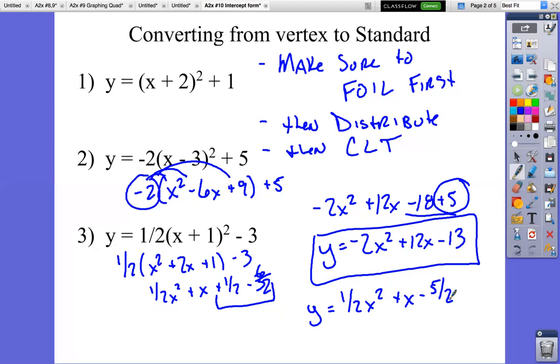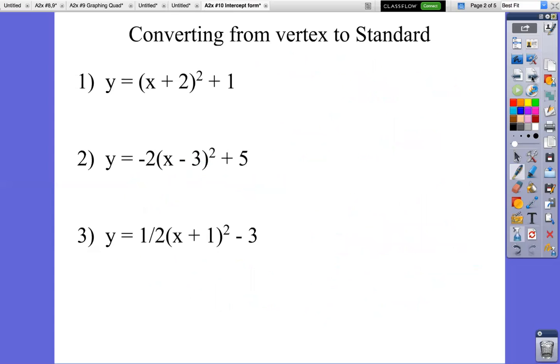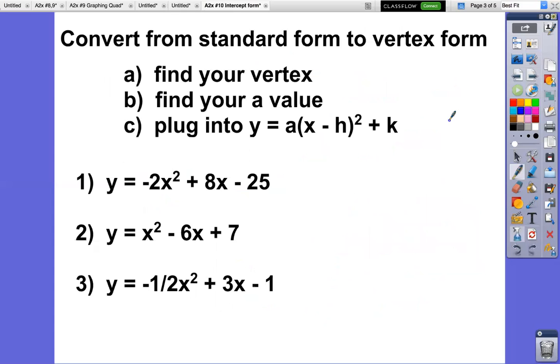So pretty simple. All right. Again, so now we can go from vertex to standard form. That's easy. Now, from standard to vertex form, I'm going to teach you the easiest way to do this. There's another way to do this by completing the square. We're not going to complete the square. It's more work, more confusion than what you need to do.